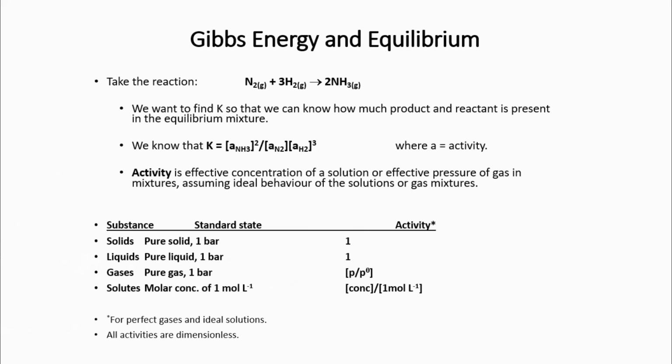Now, there are some things that we must know since we are using activity, which is quite an important parameter. For pure solids, the activity is 1. For a pure liquid, the activity is also 1. For a gas, the activity is calculated from the ratio of its partial pressure to standard pressure. And for solutions, for example, 1 molar solutions, these are referred to as standard solutions, and so the activity basically works out to be 1.